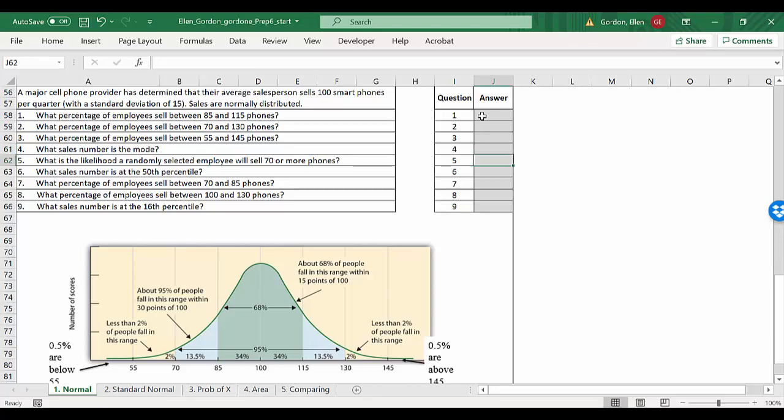The fifth question asks, what is the likelihood a randomly selected employee will sell 70 or more phones? You can see from the graph that we have 95% that go from 70 to 130. That's the empirical rule. And then we have 2% that's from 130 to 145, and then 0.5% are above 145. So we would take that 95% plus 2%, so 97, plus 0.5, so 97.5.